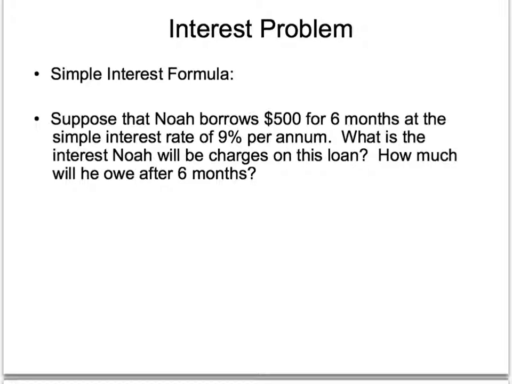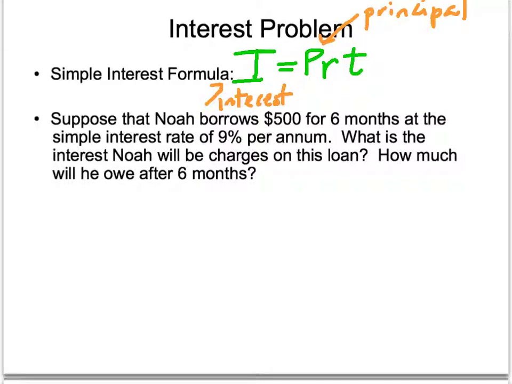Next we have an interest problem. I need to remind you of the simple interest formula. I equals PRT. I stands for interest. The P stands for principal, which is the amount you borrow or invest. R stands for your rate. And T stands for the time in years.